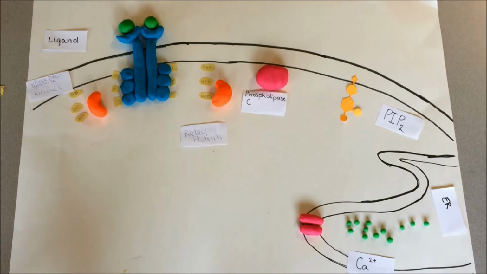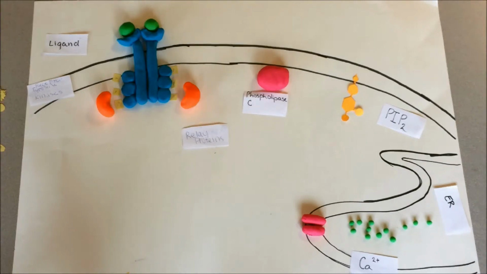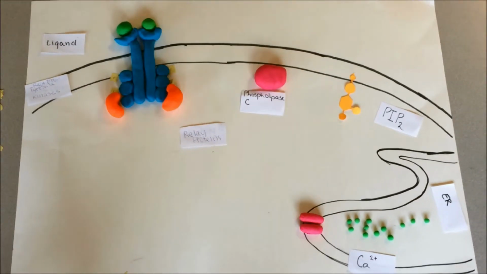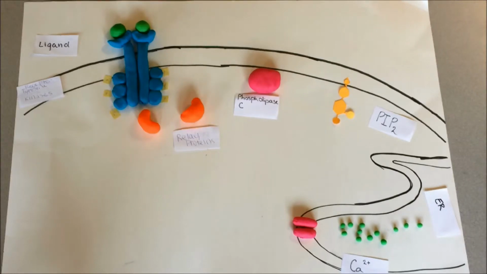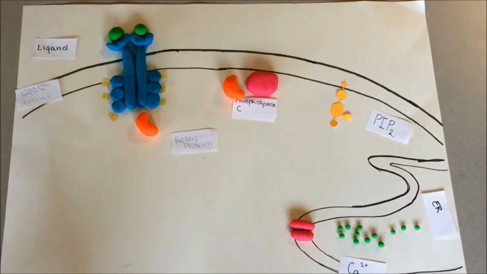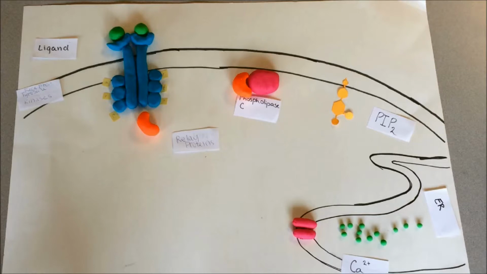phosphate to each kinase. Specific relay proteins then bind to a specific phosphorylated tyrosine, undergoing a structural change in the process. The now activated relay proteins activate phospholipase C.